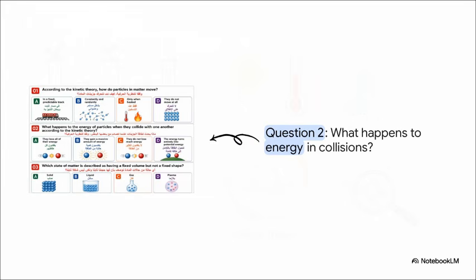Let's apply that right into question 2. What happens to the energy of particles when they collide with one another according to the kinetic theory? If you recall those elastic collisions we talked about, you'll know exactly which one this is. The answer is C. They do not lose much energy, or la yafquduna al-kathir min al-taqa. A crash just changes their direction. It doesn't drain their battery.